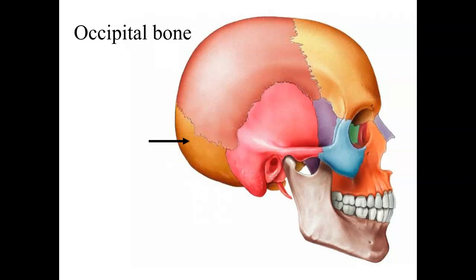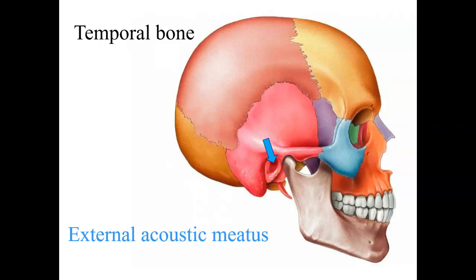On the back of your skull, you have the occipital bone. And then near your temporal area would be the temporal bone. Associated with the temporal bone is the external acoustic meatus. This is a hole that leads to the tympanic membrane and allows for airborne sounds to hit that tympanic membrane.